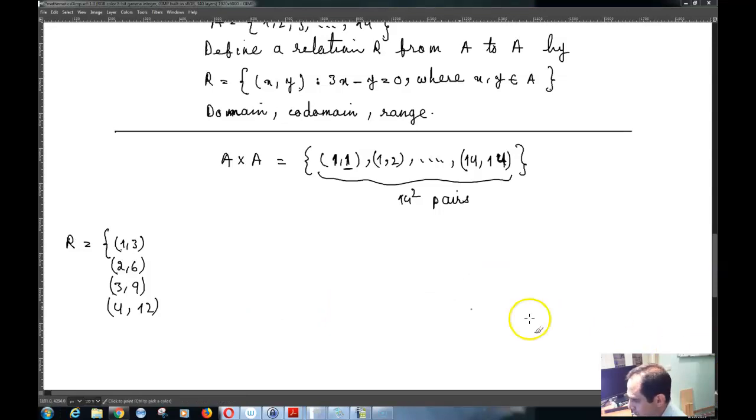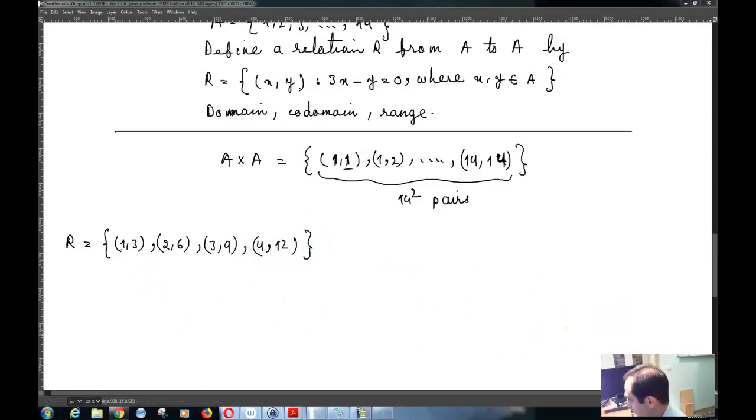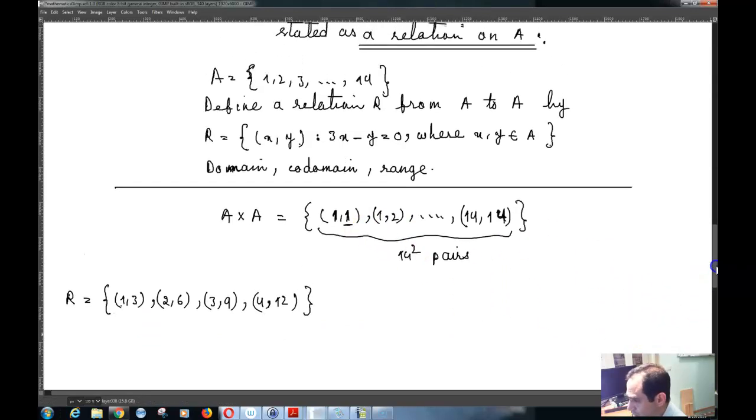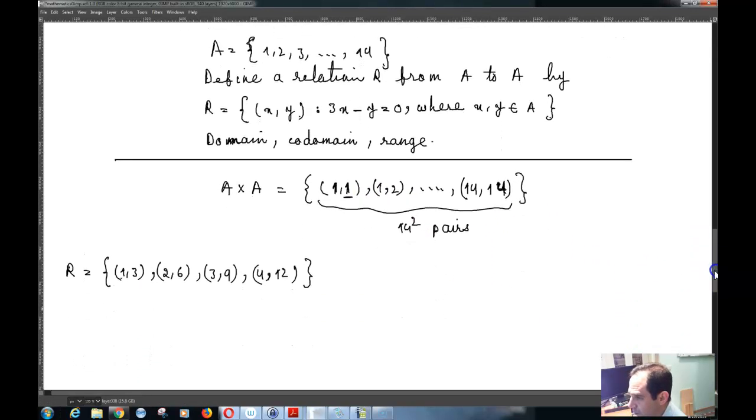So then I can write (1, 3), (2, 6), then (3, 9), then (4, 12), and that is basically the relation that we were looking for. We were looking for this relation on A, basically from A to A, where R is equal to {(x, y) : 3x minus y is equal to 0, and x and y both belong to A}.